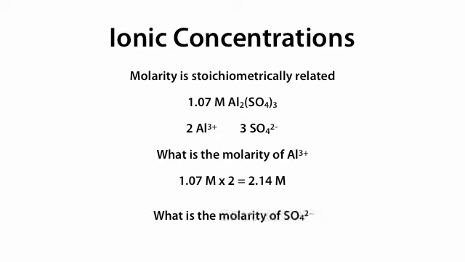What is the molarity of SO4 2-, or sulfate ions? Since we have 3 moles of SO4 2- ions per mole of Al2(SO4)3, the molarity is triple that of 1.07 molar Al2(SO4)3. 1.07 times 3 is 3.21 molar.